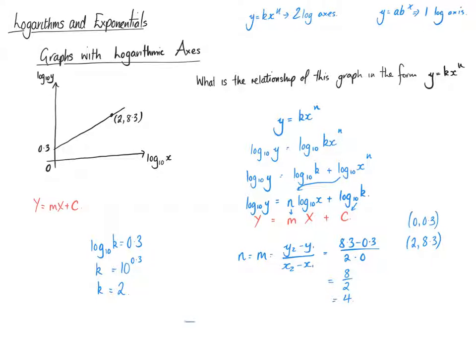So therefore, we're going to have y is equal to 2x to the power of 4, and that's what that logarithmic graph represents. Okay, that's for where we have a log on both axes, but normally in these questions they will actually tell you what form to put it into, so don't worry too much about that. If you see one of these questions, they'll tend to give you that.